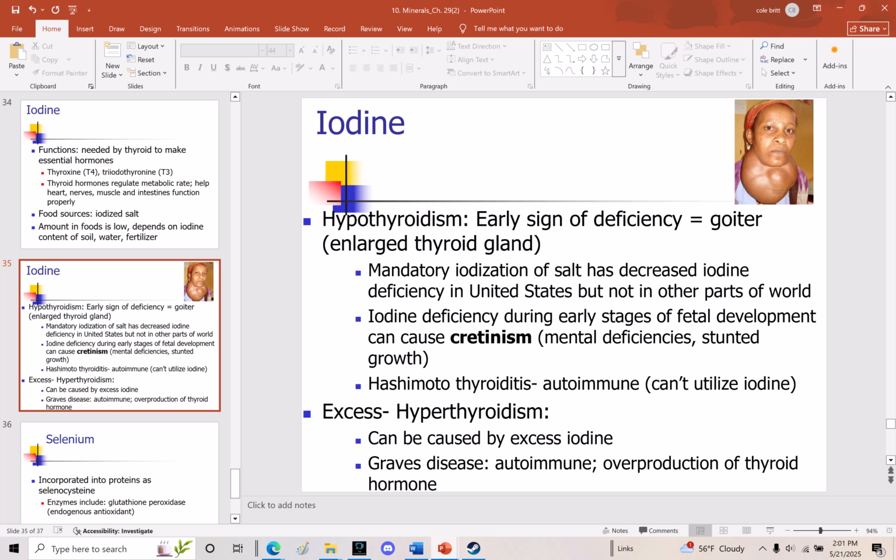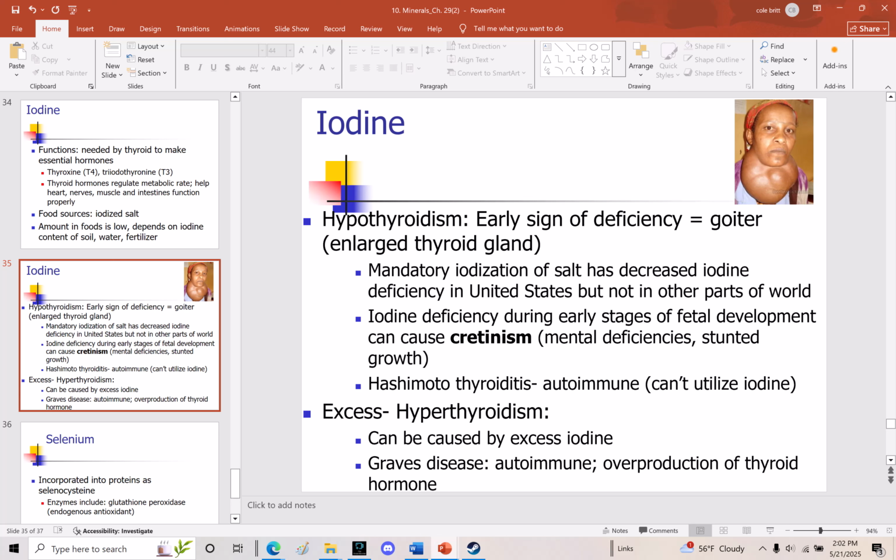And then there is an autoimmune disease where your thyroid is destroyed, you can't utilize iodine, and that's Hashimoto thyroiditis. Essentially, your immune system attacks your thyroid gland, and so you can't utilize iodine, can't make your thyroid hormones. So that's Hashimoto, the hypothyroidism.